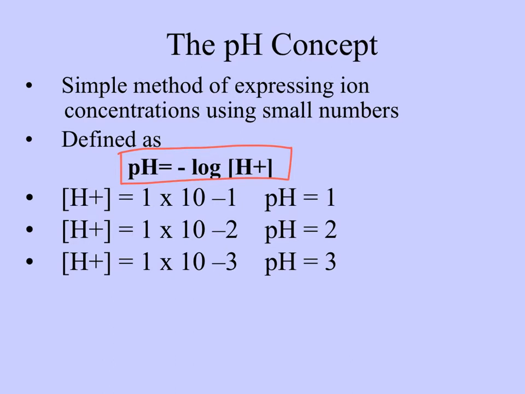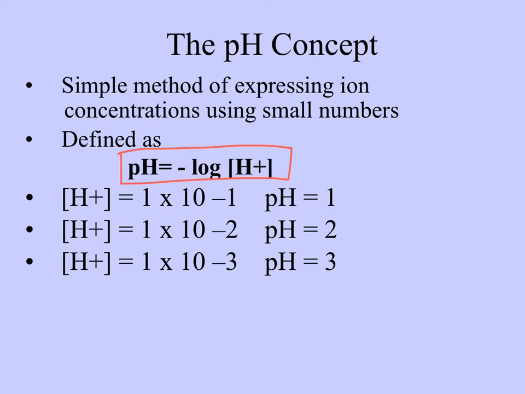So it is a log function. For an example, if you have the concentration of H+ to be 1 times 10 to the negative 1, then the pH is just going to be 1. Notice if it's 10 to the negative 2, then the pH is 2 because you're taking the negative log of it. So the pH is basically just the exponent, but since you take the negative log of it, then it becomes positive.